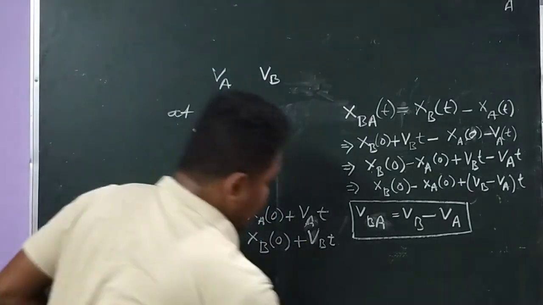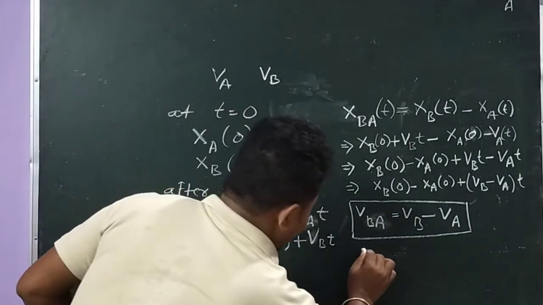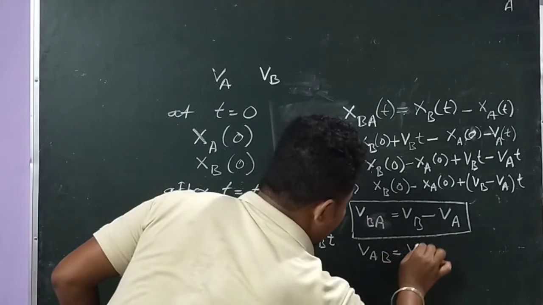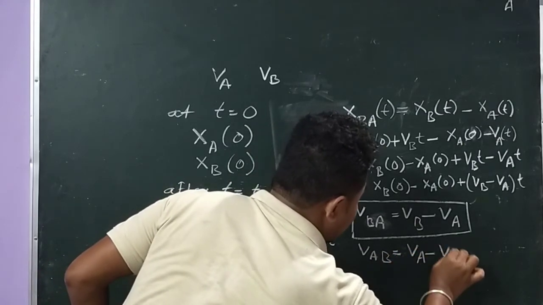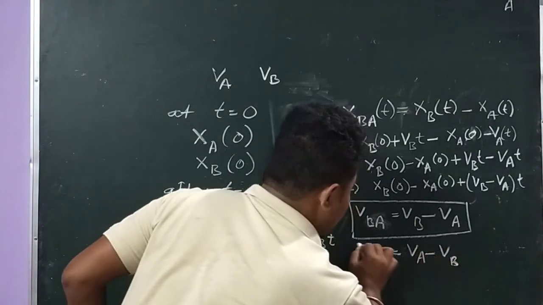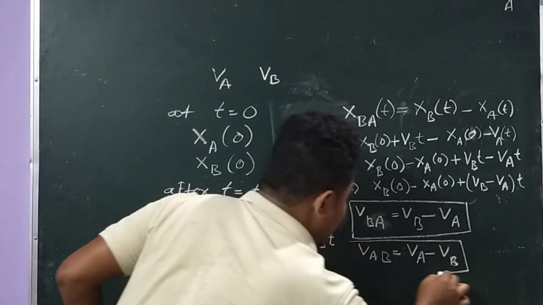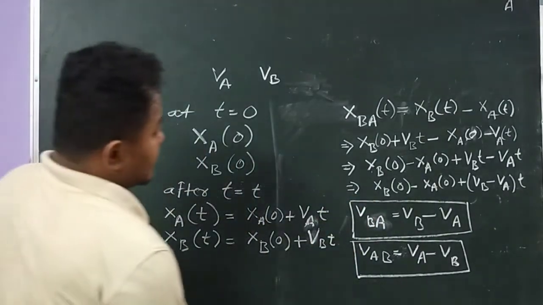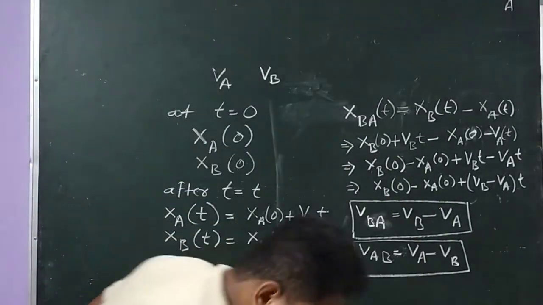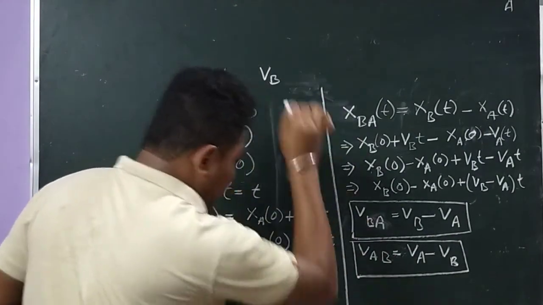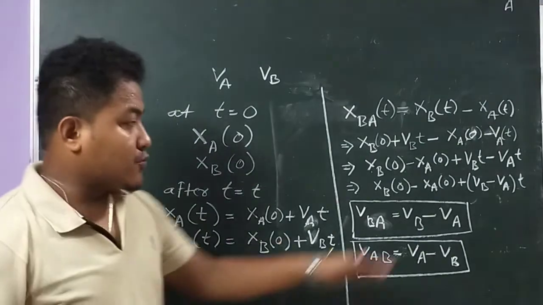Similarly, you can write velocity of object A relative to object B as VAB. VAB is equal to VA minus VB. Is that clear? VA minus VB. These things you please note down. Understand? This is quite separate. Let me give a mark here. Yes. Have you understood now?